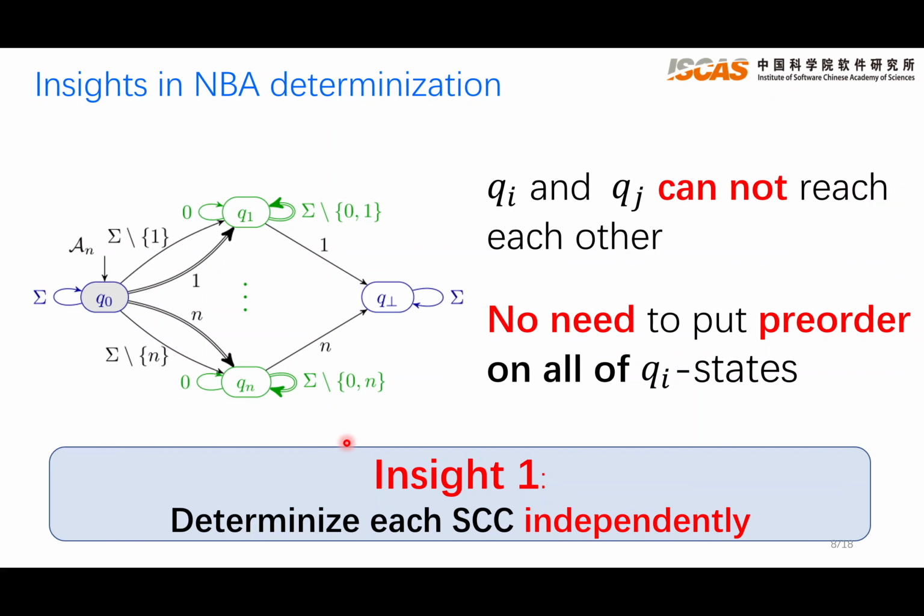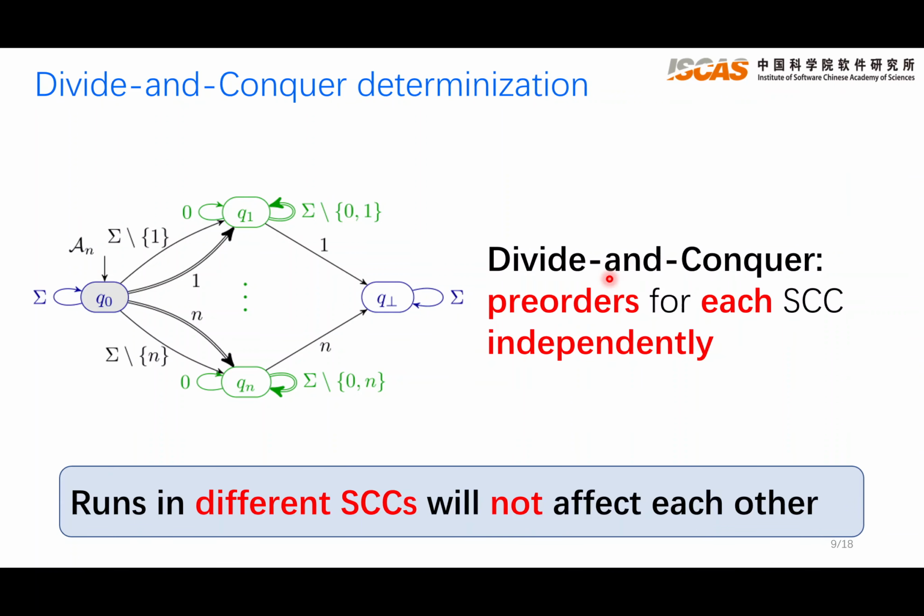And this gives us the insight that we can just determinize each SCC independently. This leads to our divide and conquer determinization. We can create pre-orders for each SCC independently from other SCCs. The construction is justified by the fact that runs in different SCCs will not affect each other.